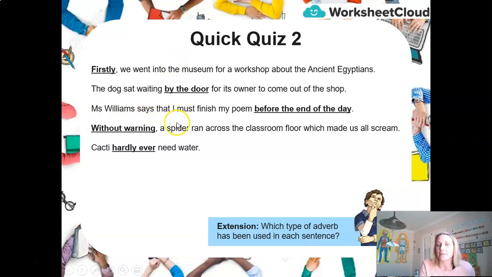Miss Williams says I must finish my poem before the end of the day. That is an adverbial of time. Without warning is an adverbial of manner. It tells me the manner in which the spider ran across the classroom floor. And lastly, cacti hardly ever. So there we have an adverbial of frequency. It's telling me how frequently cacti need water.